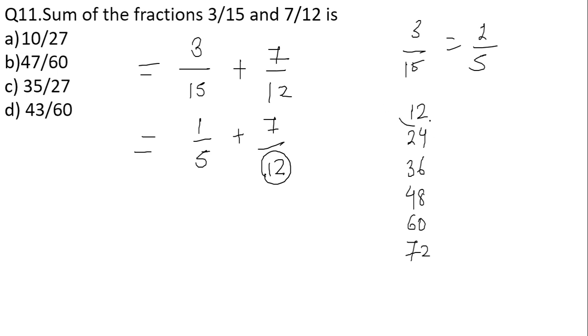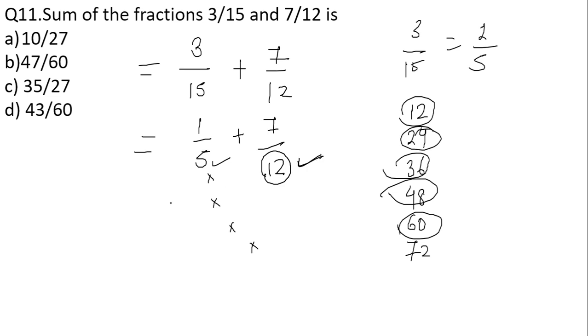Now 12 is a number which comes in the table of 12 but not in the table of 5. 24 does not come in the table of 5. 36 again does not come in the table of 5. 48 is also not coming in the table of 5, but 60 is the number which comes in the table of 5 as well as 12. So this is going to be our least common multiple. So here 60 is the LCM.